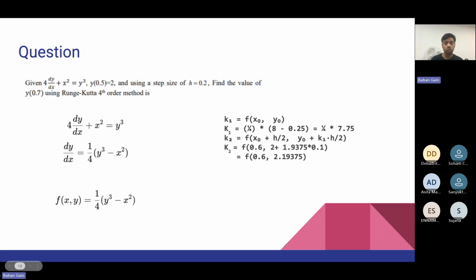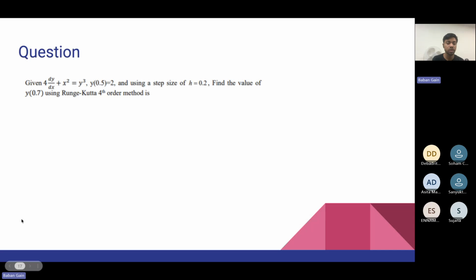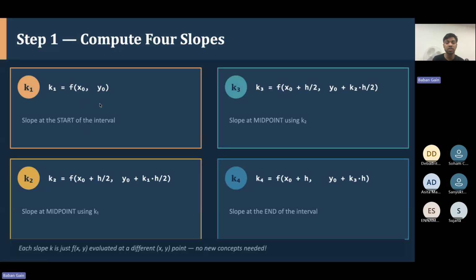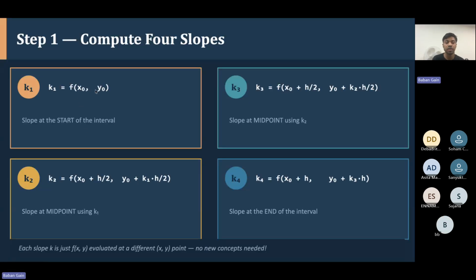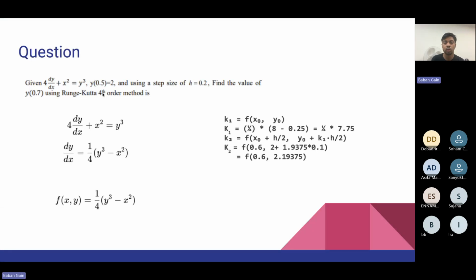So now you have this equation. Now the question is how to estimate K1. K1 is basically just using the values of x0 and y0. What is the value of x0, y0? X0 is 0.5 and y0 is 2. So you just put 0.5 here and 2 here. So what will it become? 2 cube minus 0.5 square.